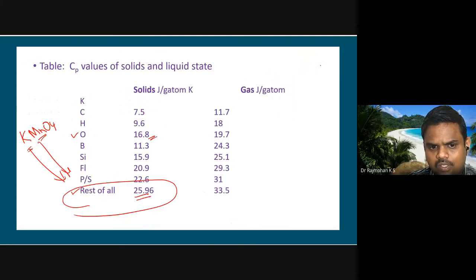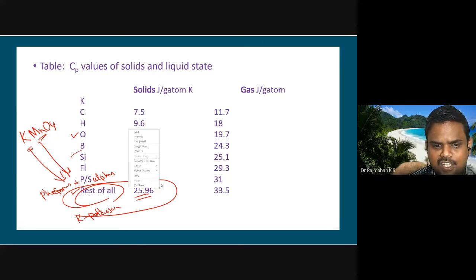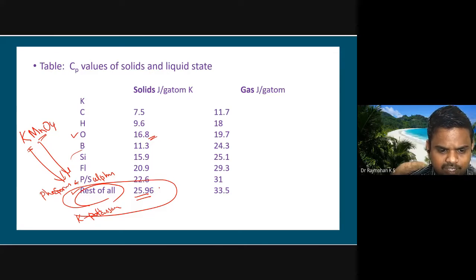Please go to the table. So it is given here. You see, this is phosphorus and sulfur. If it is K, it is potassium, right? So all that will come under rest of all. In this case, Ca is coming under rest of all. That's why we have made use of 25.96.